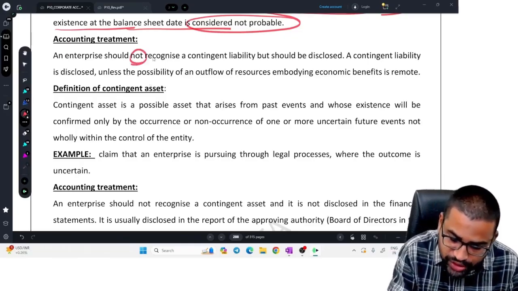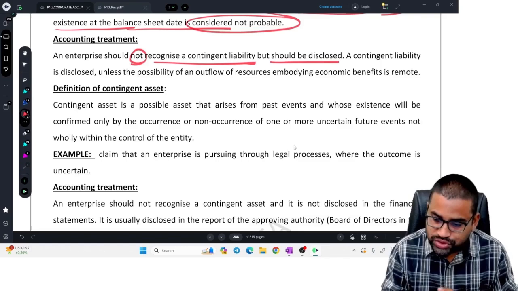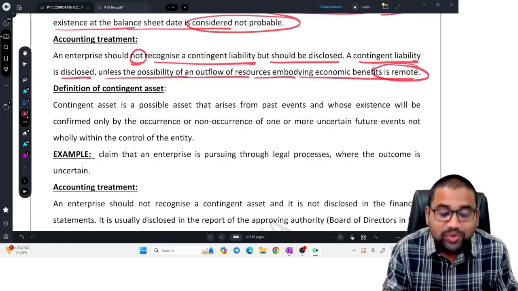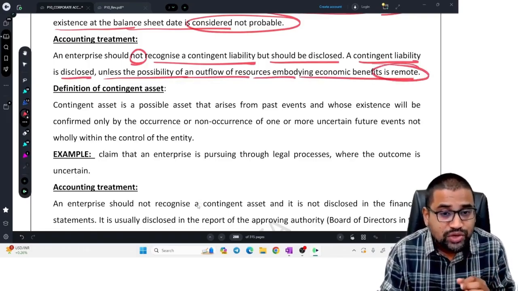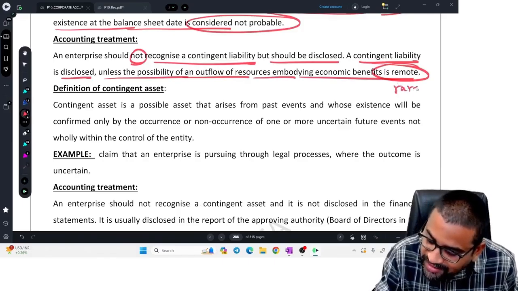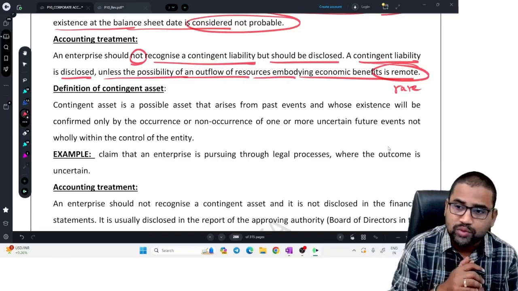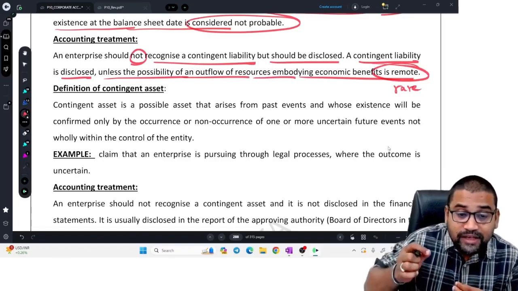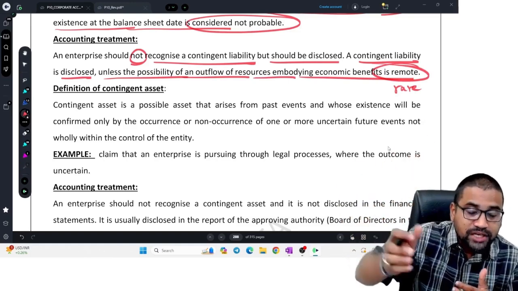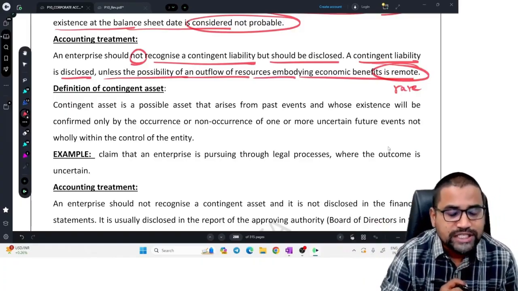An enterprise should not recognize a contingent liability in the normal books, but it should be disclosed. Where? In the notes to accounts. A contingent liability is disclosed unless the possibility of outflow of resources embodying economic benefits is remote. Remote means rare. That means if in future this contingent liability becomes a present obligation and there will be an outflow of resources to settle it, but the chances of this happening are very rare, then it is not even disclosed in the notes to accounts.